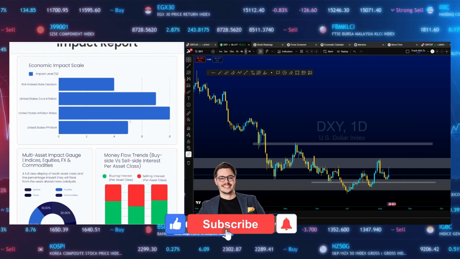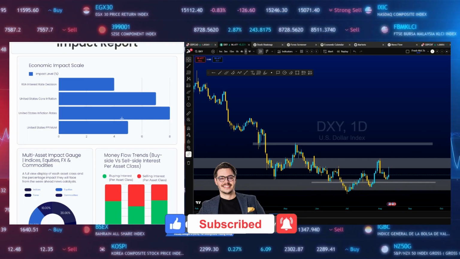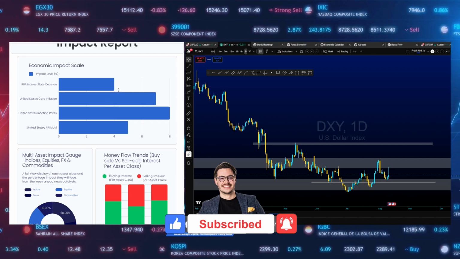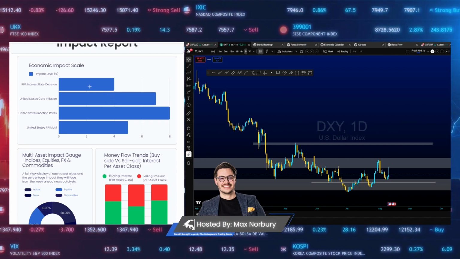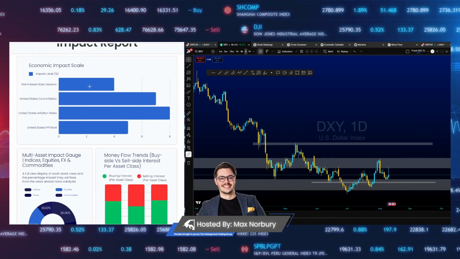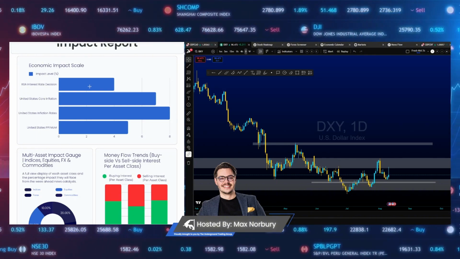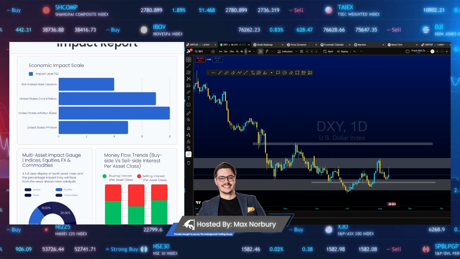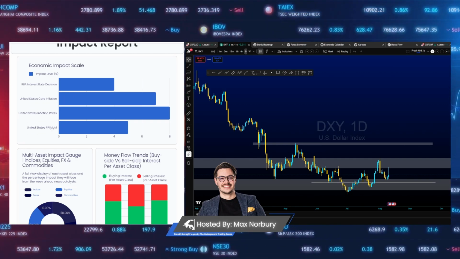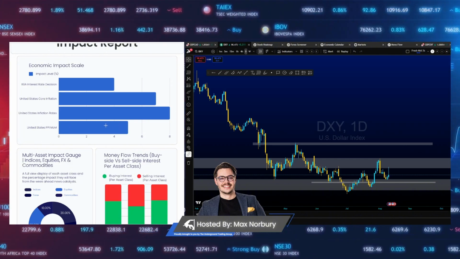Now, in terms of the impact scale at the top here, we do have 4 major events this week that have shown up. We've got the RBA interest rate decision, which is at 5:30 a.m. GMT on Tuesday morning, I want to say. We have the United States core inflation, United States base inflation, and the United States PPI month-over-month data.